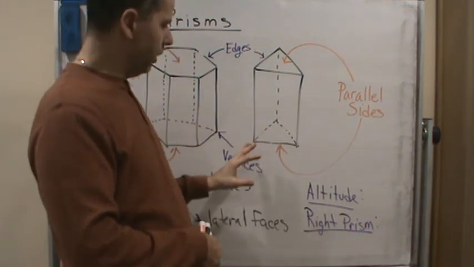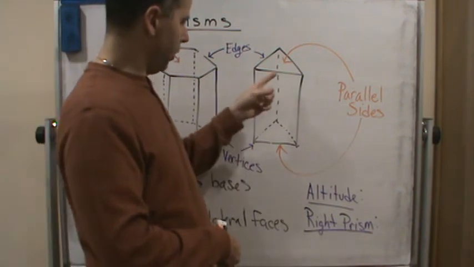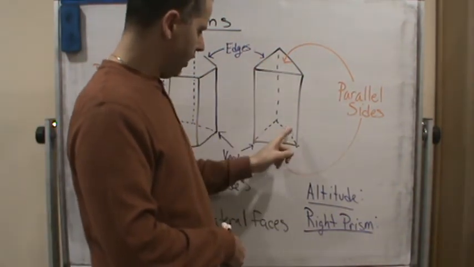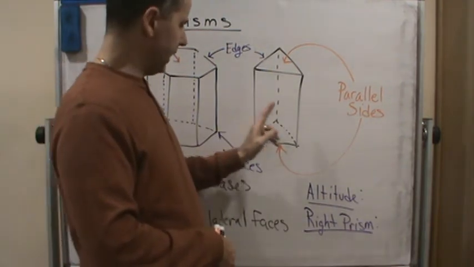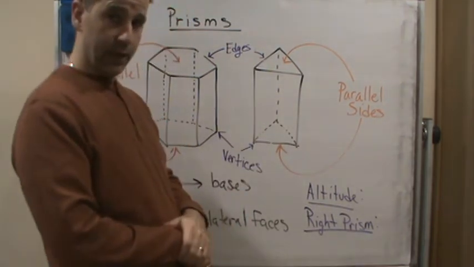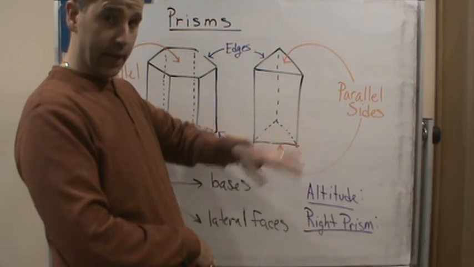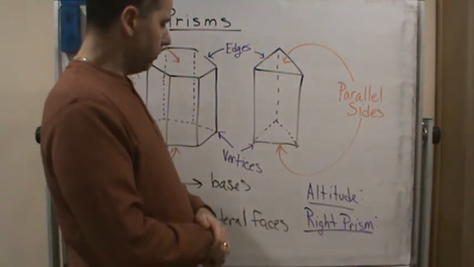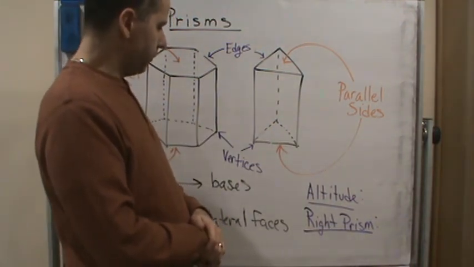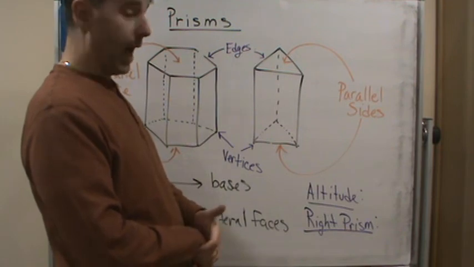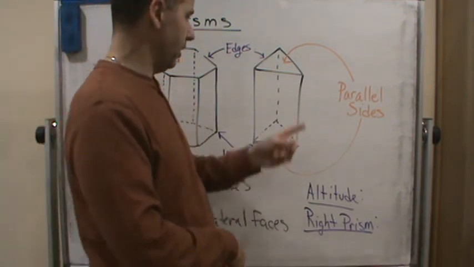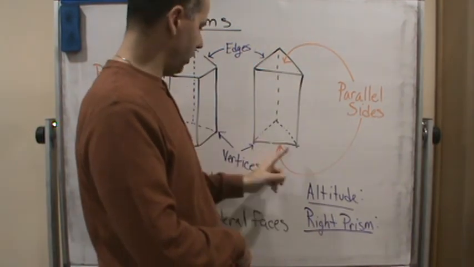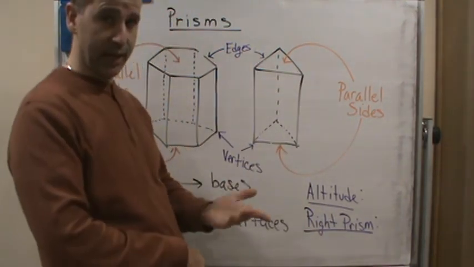How many edges are there? Well, there'd be 1, 2, 3 on this side, 1, 2, 3 on that side, and then we've got the 3 edges connecting the rectangular lateral sides. So that would give us 9 edges. How many vertices are there? Well, there'd be 1, 2, 3 here, and 1, 2, 3 on the bottom, so that'd be 6.